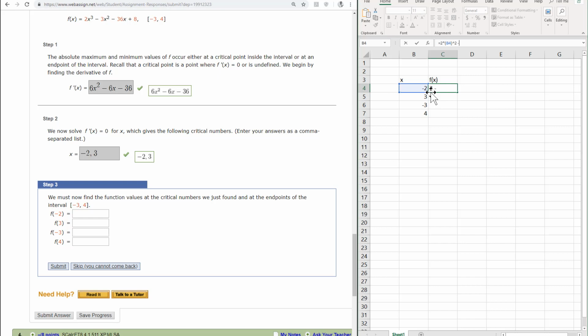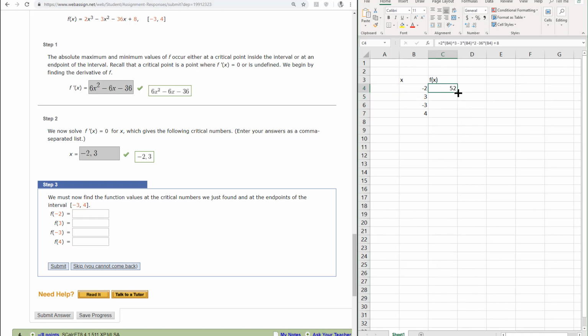Let's be careful with that. X cubed, and then we have minus 3 times the x value raised to the second power. And then we have minus 36 times the x value, just raised to the first power, and then we'll throw in a plus 8. Okay. So the y value of that is 52.